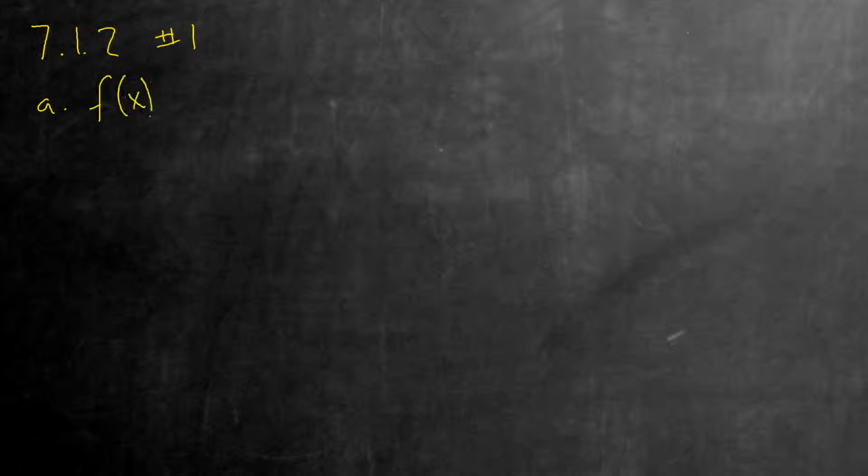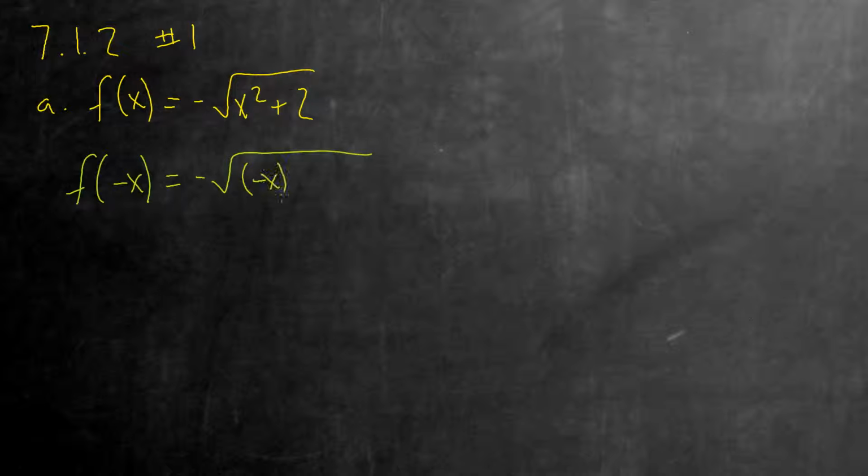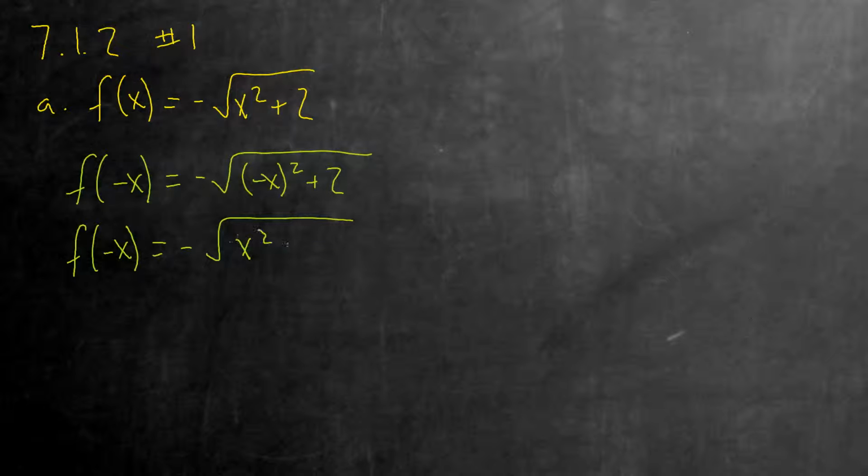If f of x is negative x squared plus 2, and we want to decide if it's even or odd algebraically, we have to show what is f of negative x. So wherever x is, just like we did on that worksheet, we put in our negative x, and then we're going to simplify. F of negative x equals negative x squared, which is going to be x squared.